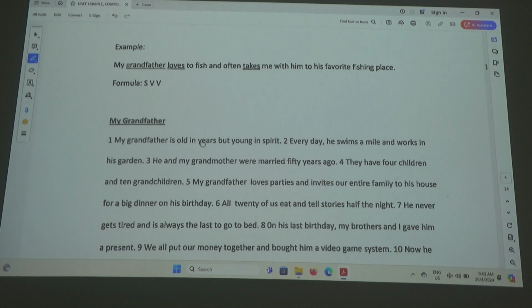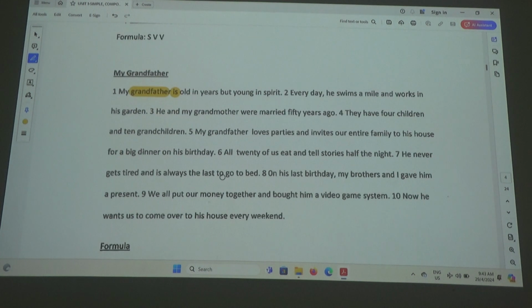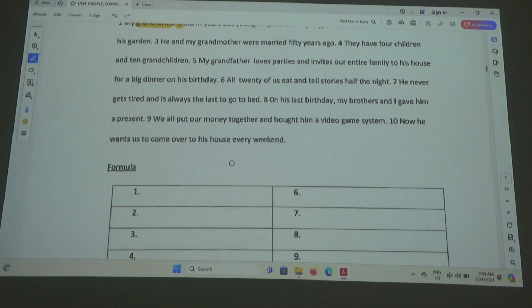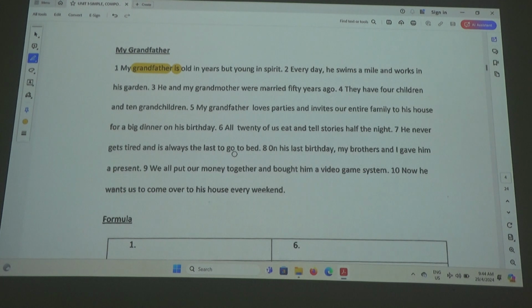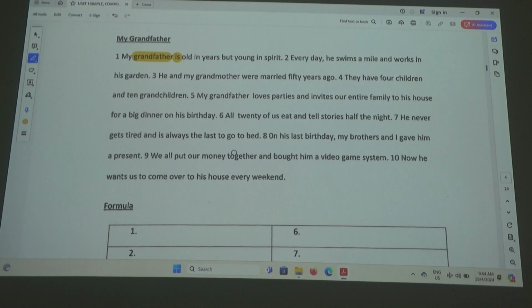Let's look at this, like here. My grandfather is old in years, but young in spirit. What's the subject? Grandfather. Verb is. So SV. Correct? Can you underline or highlight and write the SV? That first sentence is SV. Is that okay? Okay, can you do that? Try and fill in the blank below, in the formula section.